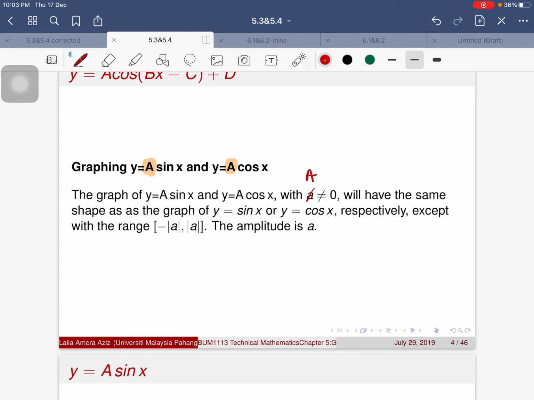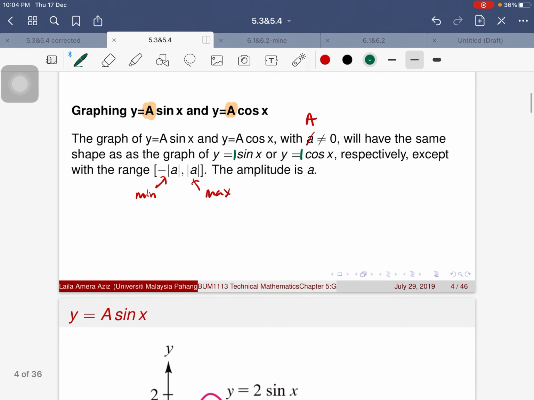We'll have the same shape as the graph of y = sin x or y = cos x respectively, except with a range from negative A to A, and the amplitude is going to be A. Basically, negative A is going to be the minimum value of the graph, and A is going to be the maximum value of the graph. For y = sin x, this means your value of A is equal to 1, and for y = cos x, it's the same idea, so the value of A is equal to 1.